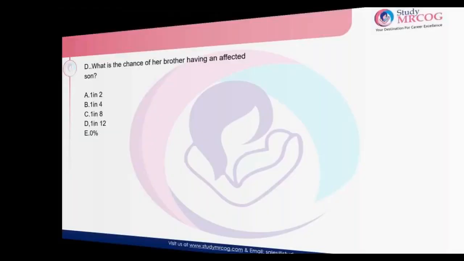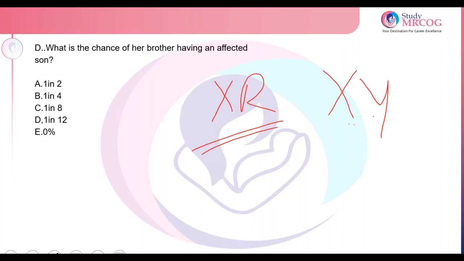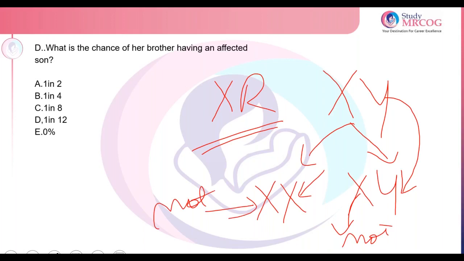Now, what is the chance of her brother having an affected son? As we have discussed, for this you don't need any calculation. X-linked recessive in men will not transmit the disease to their sons. They will only transmit the disease to daughters, because from a father only the Y chromosome can go to the son, and the X will be coming from the mother. For the daughter, one X comes from the father and one X from the mother. So her brother, who is already affected by hemophilia, has a chance of having an affected son of 0, unless his partner has some problem. The chance of the brother transmitting the disease is absolutely nil, because he cannot give an X chromosome to a son.